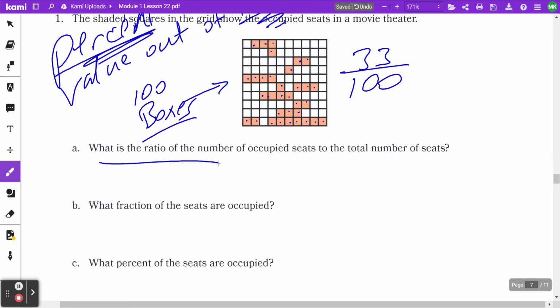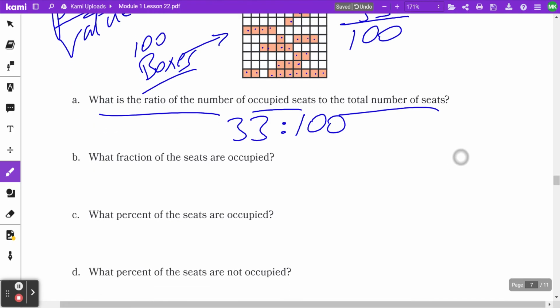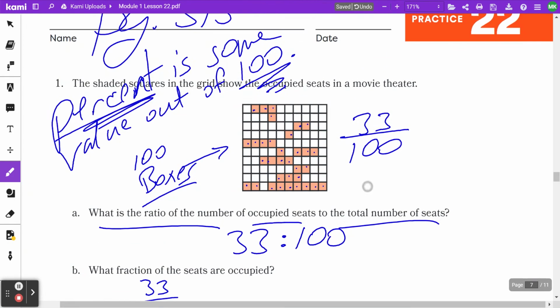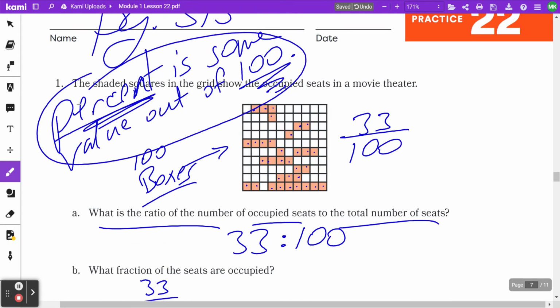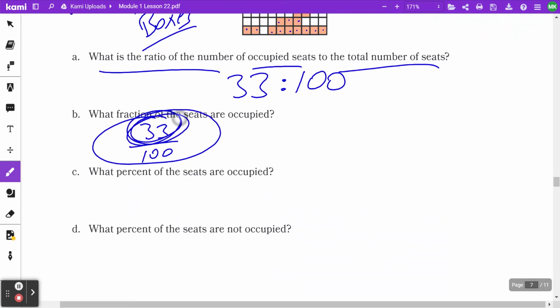What is the ratio of occupied seats to the total number of seats? Well, as a ratio, 33 are occupied, and I'll put a colon, and 100 is the total number of seats. What fraction are actually occupied? Well, we wrote that already, 33 over 100. Now, what is the percent? Remember, a percent is some value out of 100. Fortunately, my fraction is already out of 100, which means my percent is that top value. So it's 33%.